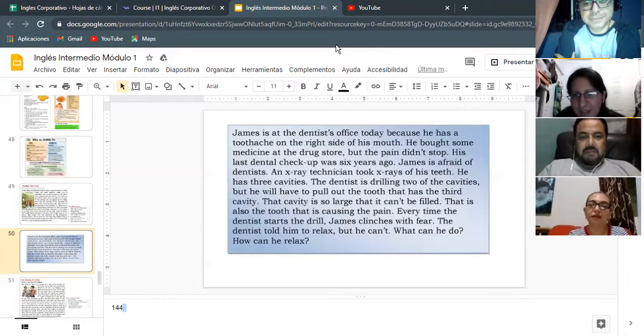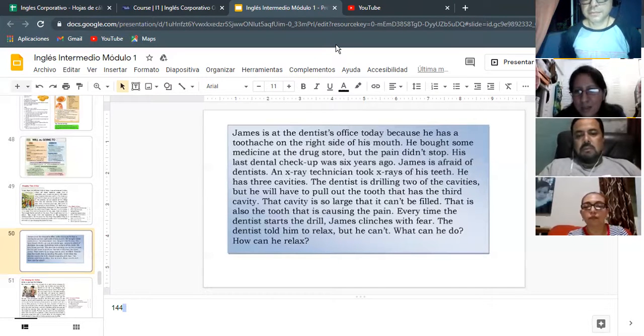James is at the dentist's office today because he has a toothache on the right side of his mouth. He bought some medicine at the drugstore, but the pain didn't stop. His last dental checkup was 6 years ago. James is afraid of dentists. An x-ray technician took x-rays of his teeth. He has three cavities. The dentist is drilling two of the cavities, but he will have to pull out the tooth that has the third cavity.